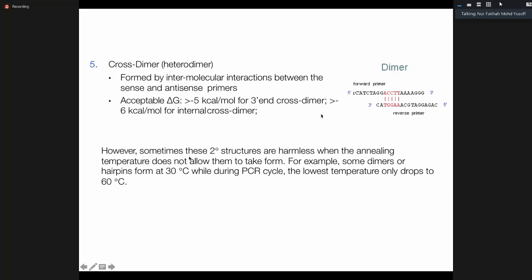However, sometimes this secondary structure is harmless because the annealing between these primers occurs below the lowest temperature that has been set in the PCR reaction. For example, some dimers or hairpins form at 30 degrees, but during the PCR, the lowest temperature set is 60 degrees. So probably you will still get the PCR products. But still you need to avoid them.